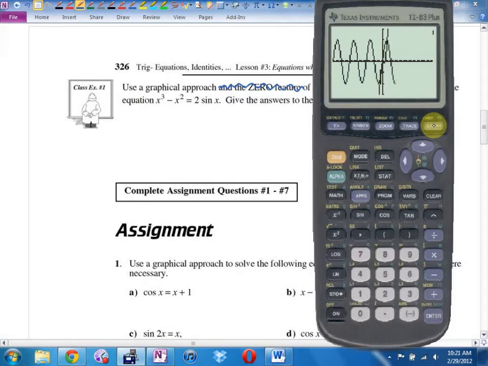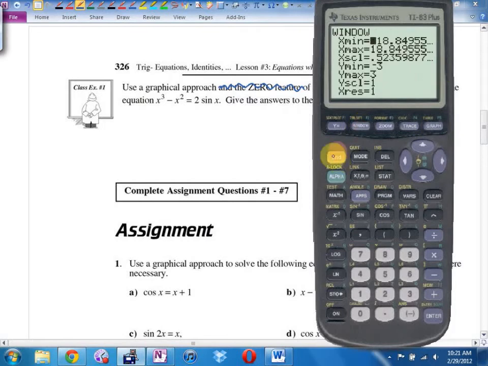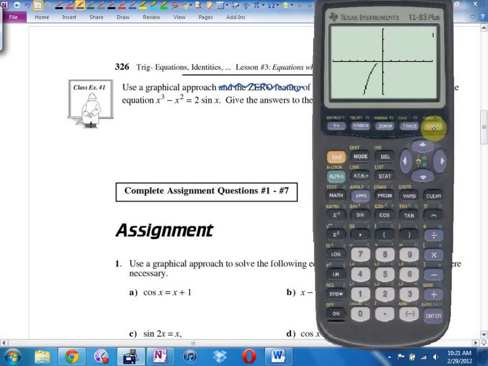Oh, I can zoom way in. I think I can zoom pi left and pi right for that matter. So let's go view window really quickly. And let's go negative pi and pi. Let's try that.